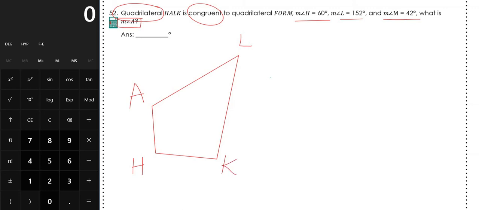The second figure they're saying is congruent, right? Which means it's identical. It should have the same lengths for the sides. It should have the same angle measures for the ones that match up to H, A, L, K. So let's go ahead and draw the second figure here. So I'm going to try to make it look the same.